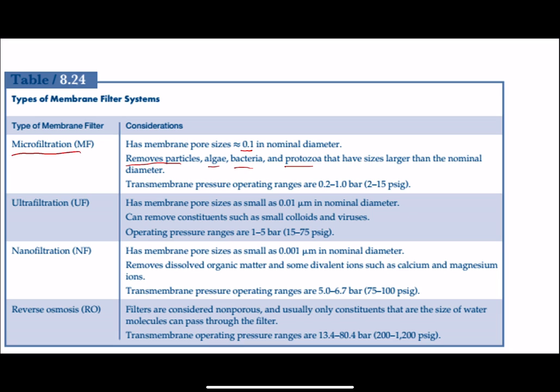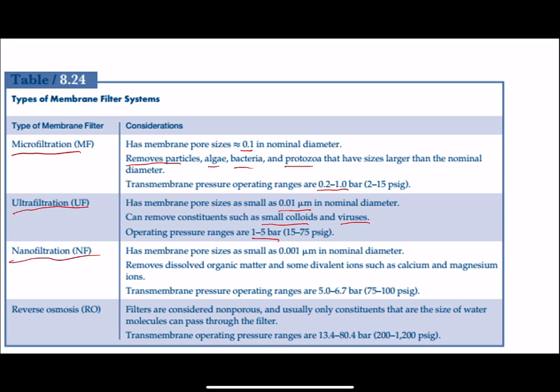The transmembrane pressure operating ranges are 0.2 to 1 bar, 2 to 15. Okay. Ultrafiltration, UF, has membrane pore sizes of 0.01 micrometer in nominal diameter. It can remove constituents such as small colloids and viruses. Operating pressure is 1 to 5 bar.